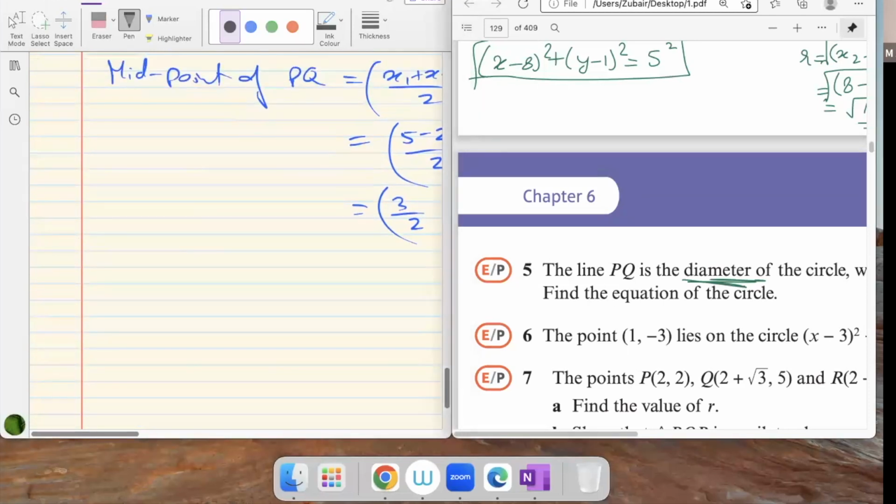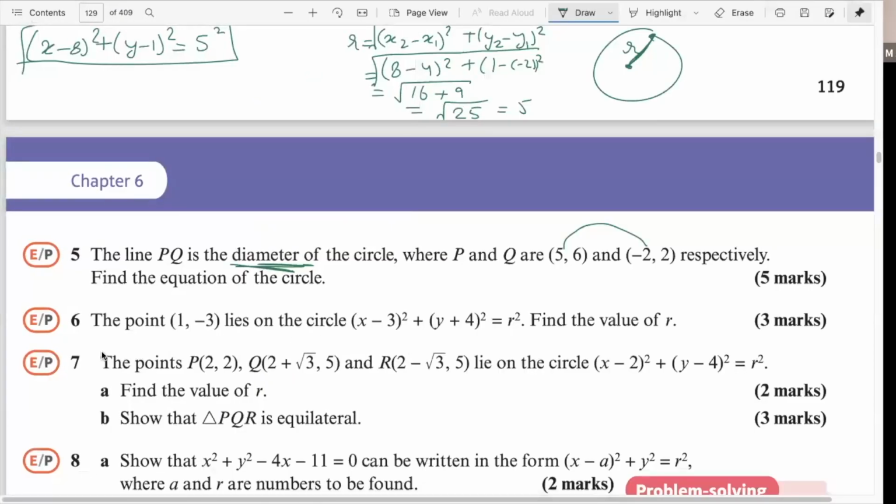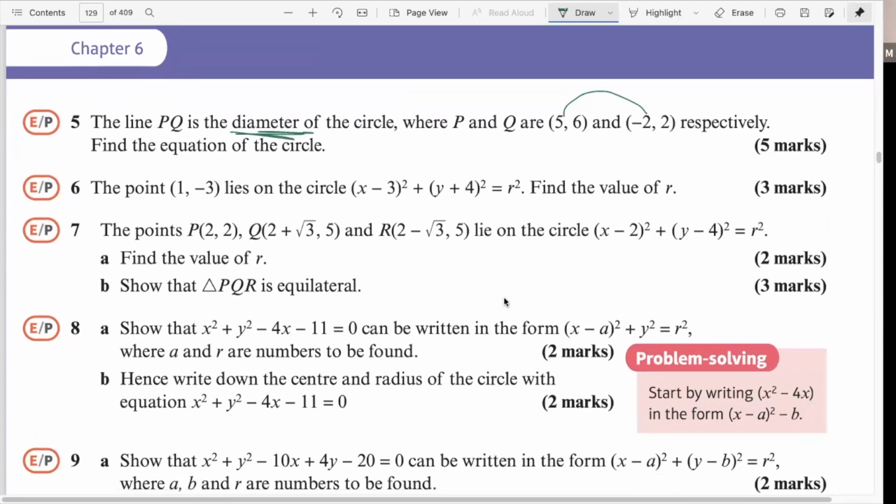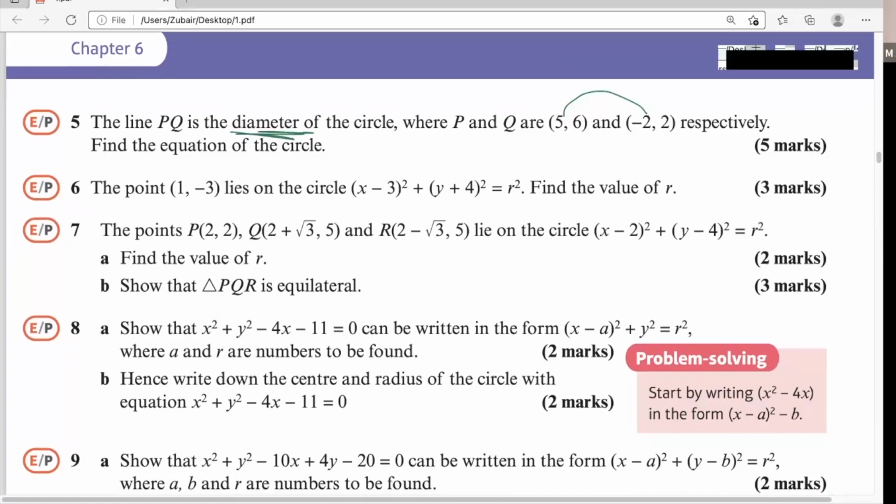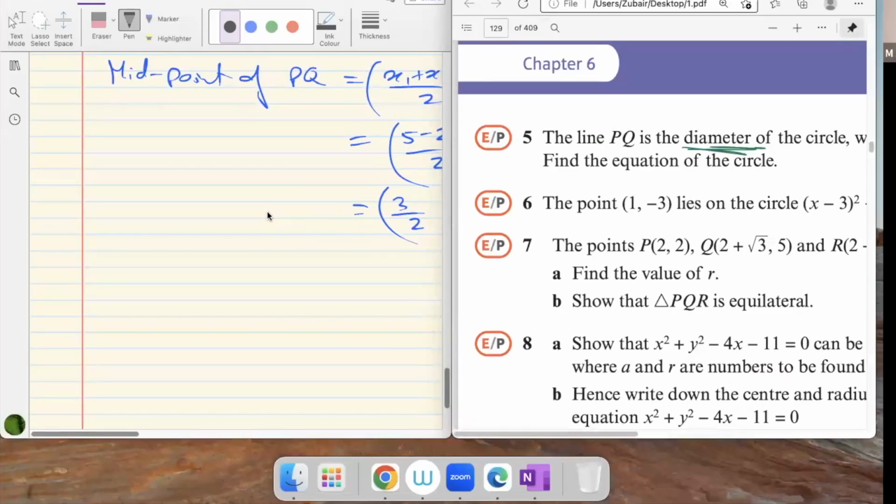Let's see if we find something different. Question number 6 says the point lies on the circle, find the value of r. If the point lies on it, we just substitute it and we get r. Question 7, the points P, Q and R lie on the circle, find the value of r, show that PQR is an equilateral triangle. Okay, now this is a little different. Let's try this. Question number 7.